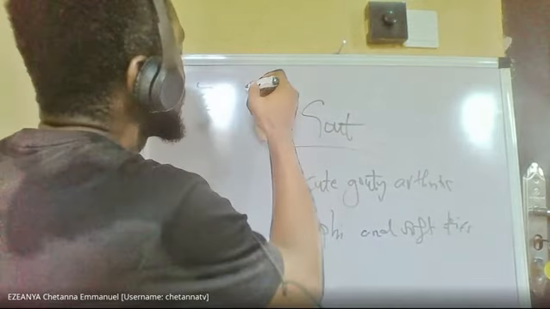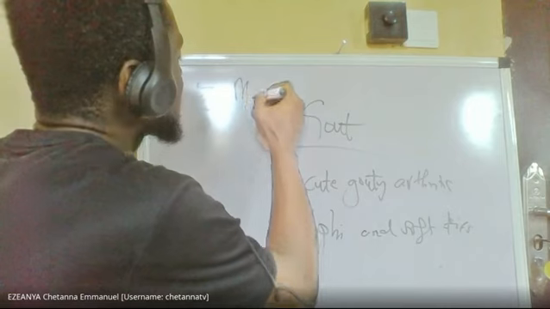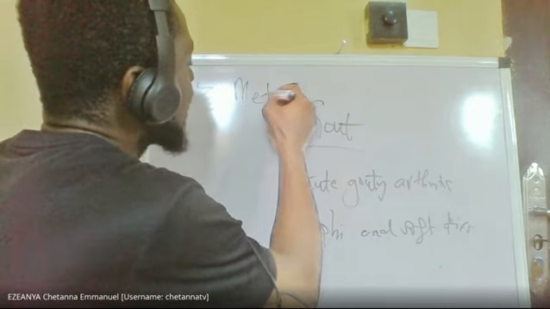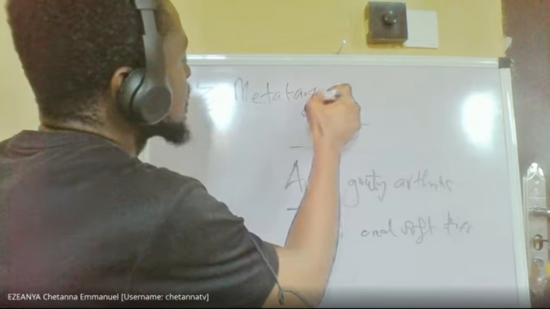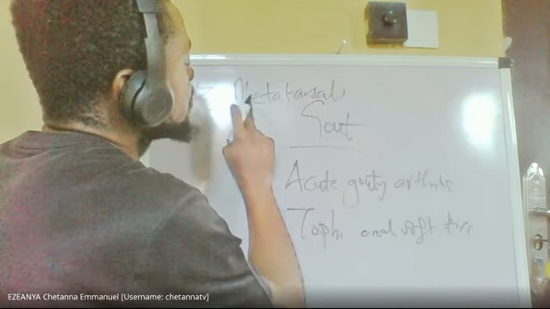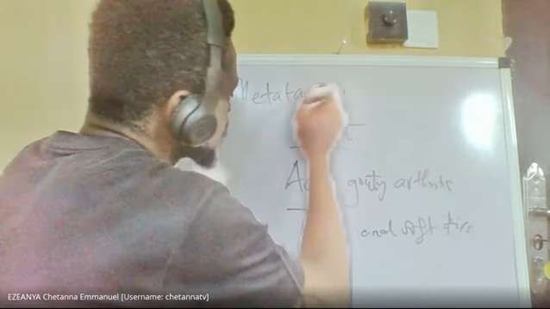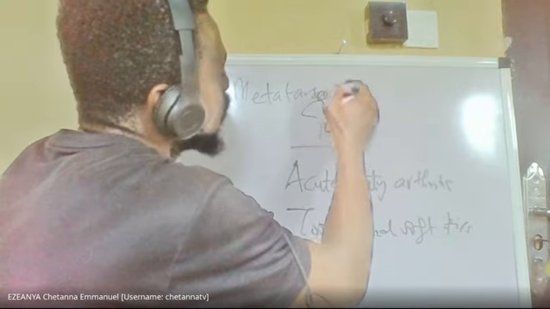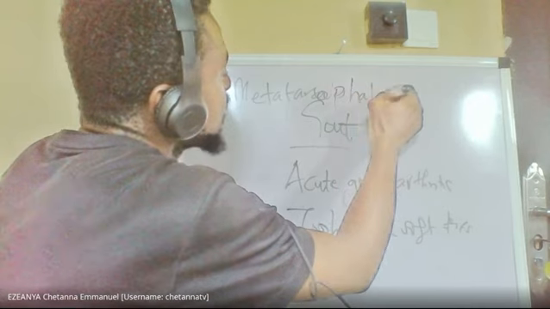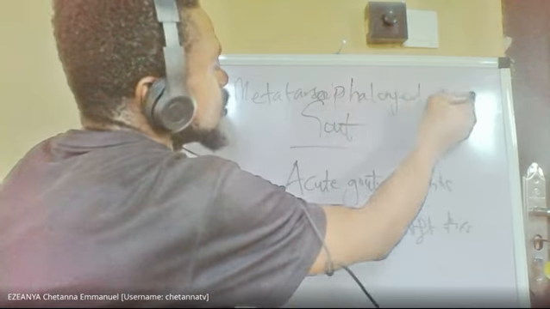You know we have metatarsals. Remember, it came from metatarsals. First metatarsus. Sorry, metatarsus. Then phalanges, phalangeal joints.